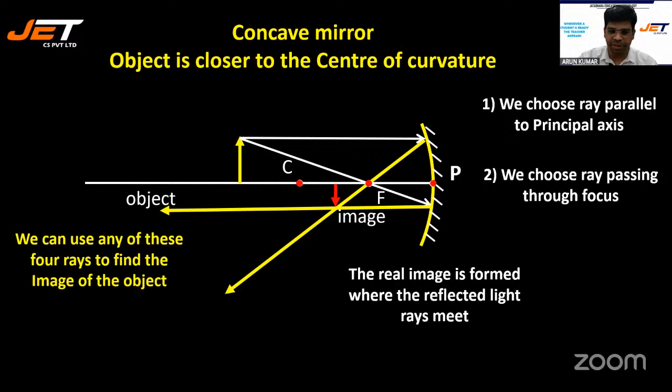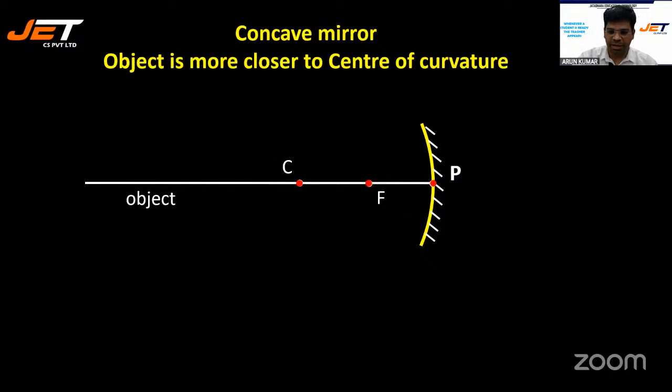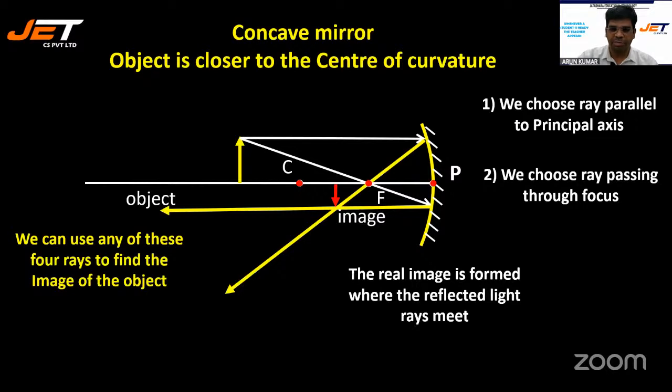Yes, Shravanti is absolutely right. And what else can we say about this image? Image has moved a little farther away from the mirror. When we take the object closer, the image goes farther away from the mirror. That's what you can say. And also it has become a little bigger.